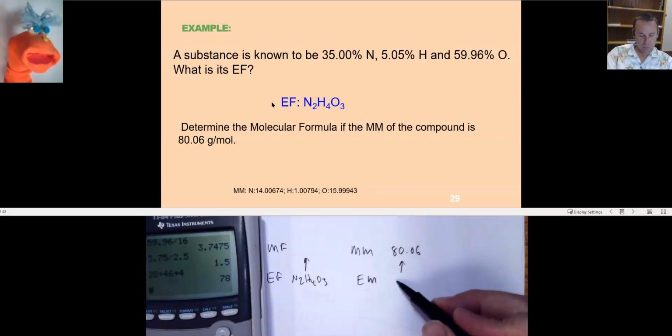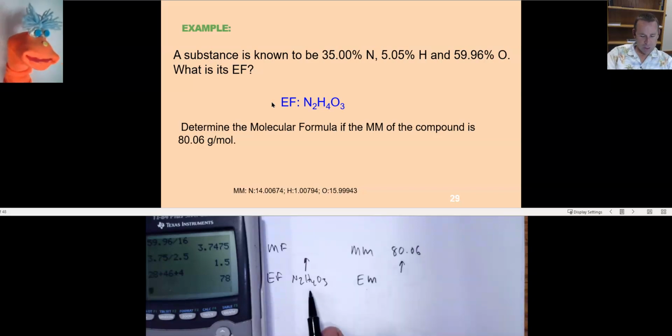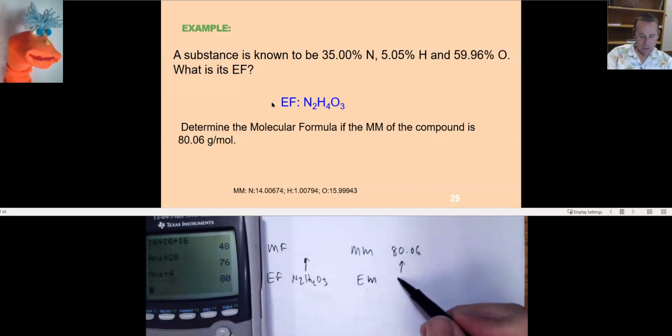Are you sure you did that right? No, I guess not. 16 and 16 is 32, so that's 48, not 46. All right, so 48 is for the oxygens, plus the 28 for the two nitrogens, plus the four. So I'm getting 80 here for my empirical mass.